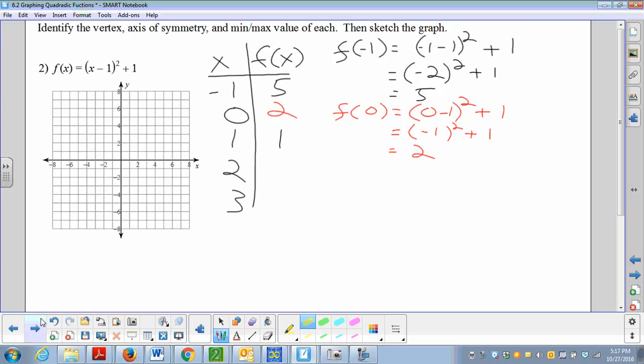Okay, now I'm going to move on down to 2 here. Plug in 2. 2 minus 1 is going to give me 1. 1 squared is 1, and then 1 plus 1 is 2. So my next f of x value is going to be 2 here.